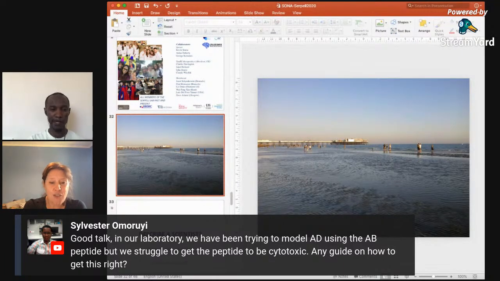So it's hard to do that, but we use a method that involves a couple of solvents that we then remove to try and remove any pre-aggregated species. We're happy to help, actually, aren't we? Cool. Yeah.